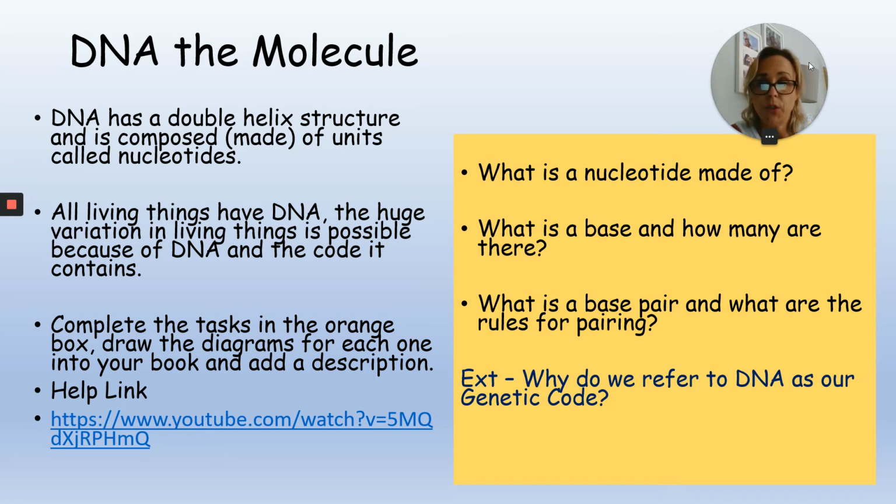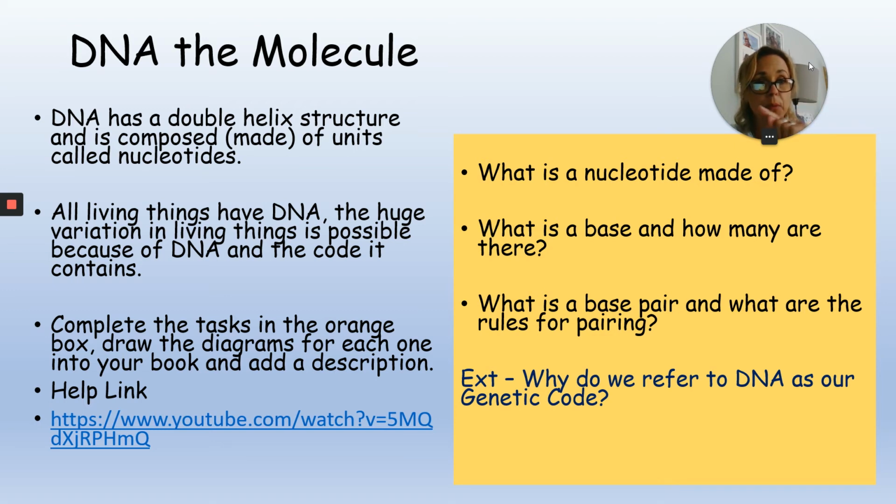So what I'd like you to do is have a look. There's a help link that I will put onto the Google Classroom for you. If you're doing this by PowerPoint, you can just click straight into it, but I don't think that will work on Loom. So what is a nucleotide made of? What is a base, and how many are there? And what is a base pair, and what are the rules for base pairing? Your extension for this is, why do we refer to DNA as our genetic code?